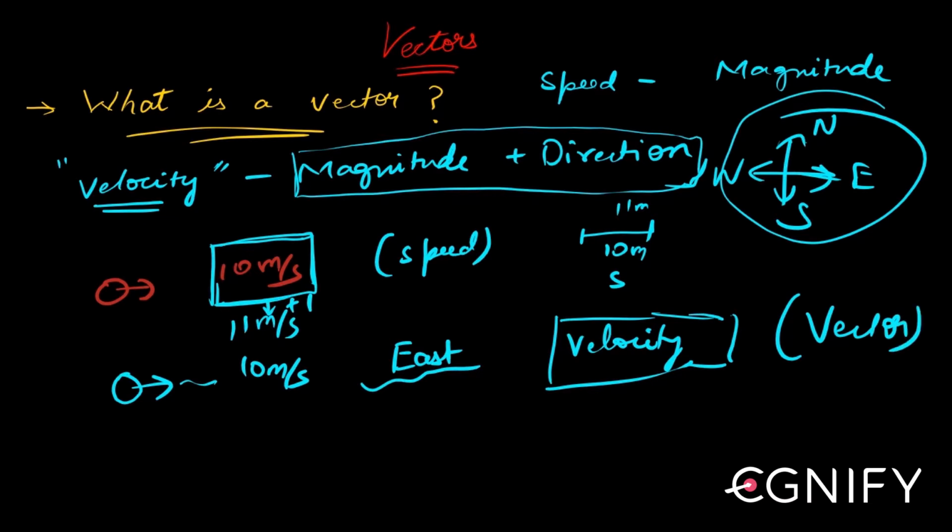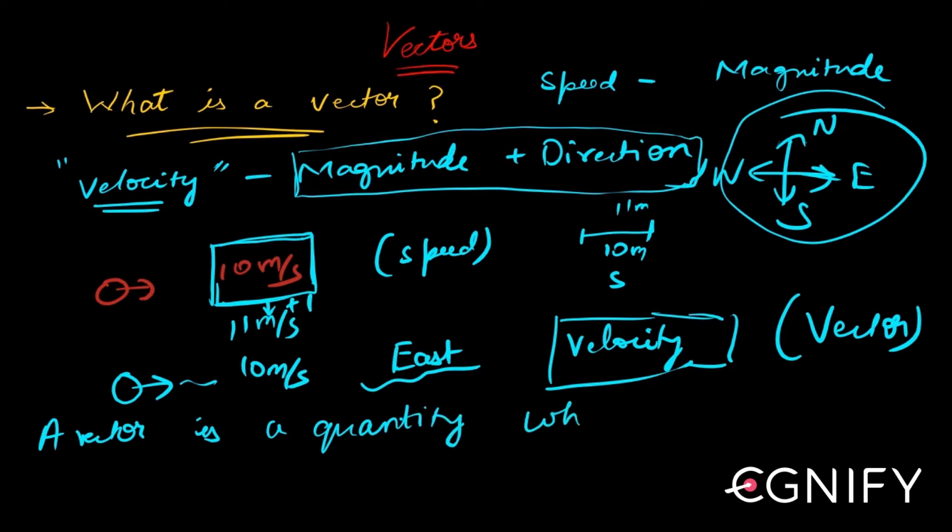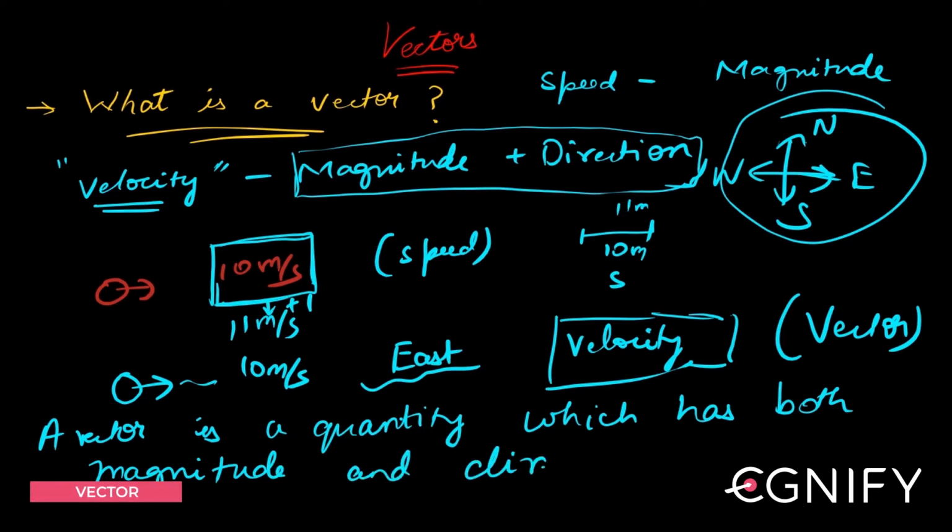So bringing in the traditional definition that you guys already know, a vector is a quantity which has both magnitude and direction. So this is very simple to comprehend. The vector is something which has both magnitude and direction.